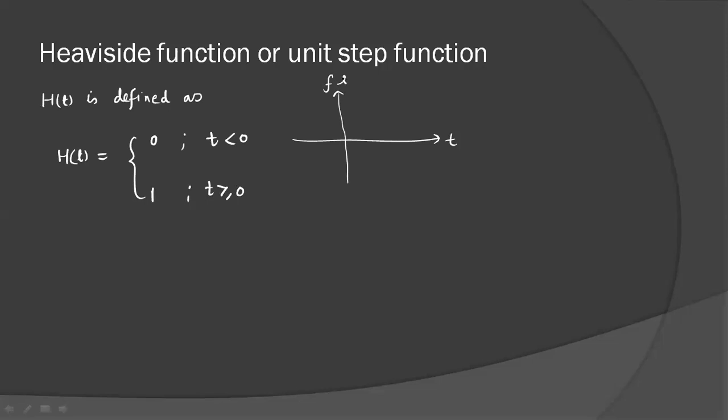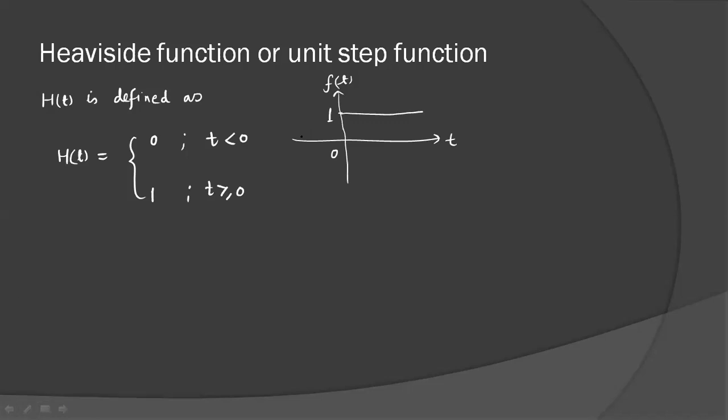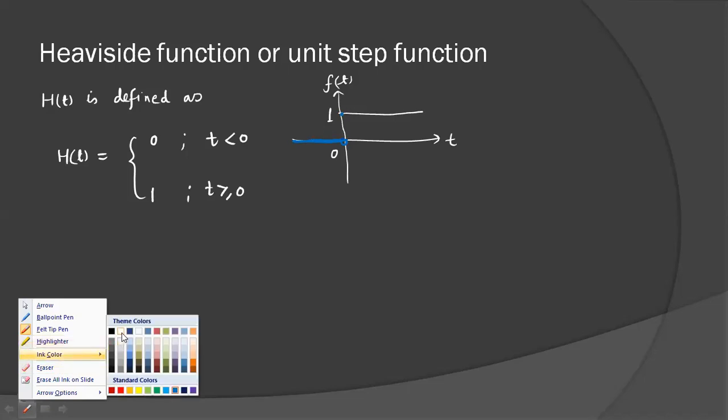So suppose this is f(t) or h(t) function. This is t equal to 0. When t is greater than 0, the value of this function is 1. But when t is less than 0, the value of the function is 0. At t equal to 0, it is jumping to 1, so I am making a small circle here because it is jumping to 1 at t equal to 0. So this is your Heaviside function. This function is also called unit step function.